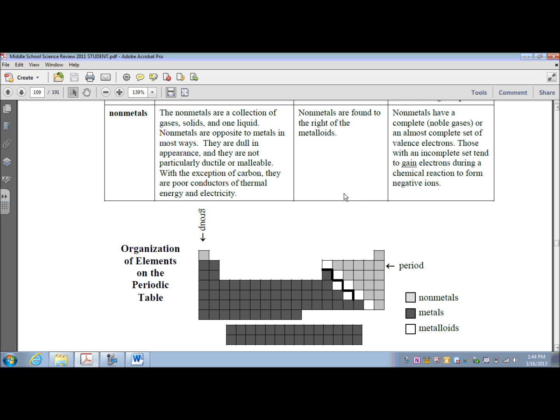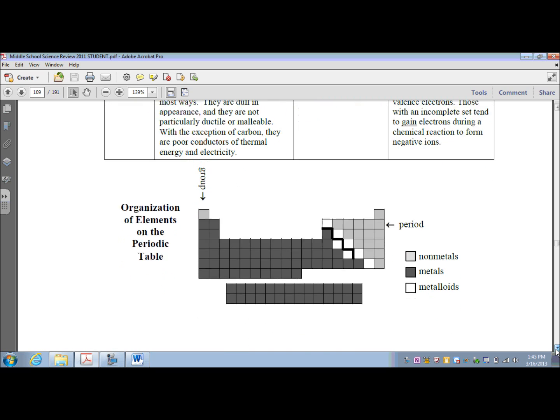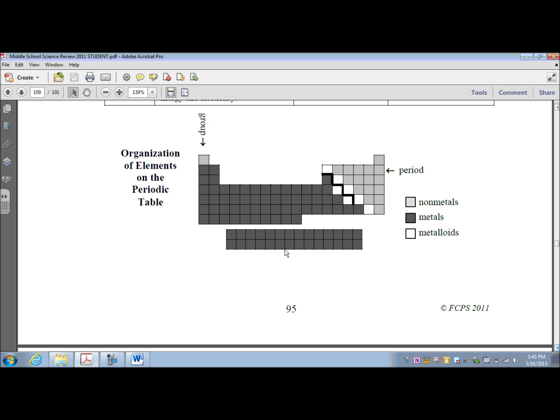Nonmetals are found to the right of the metalloids, or the staircase. Nonmetals have a complete set of valence electrons, such as noble gases, or an almost complete set. Those with an incomplete set tend to gain electrons during a chemical reaction to form negative ions. So here in this picture we see once again our organization.